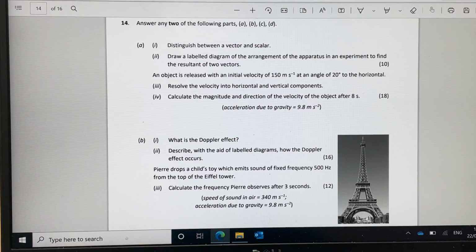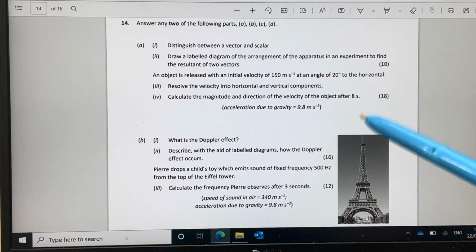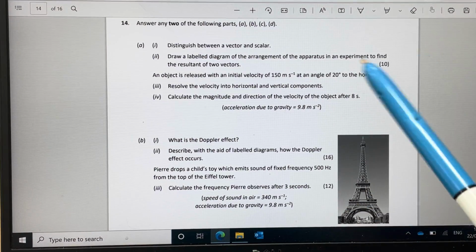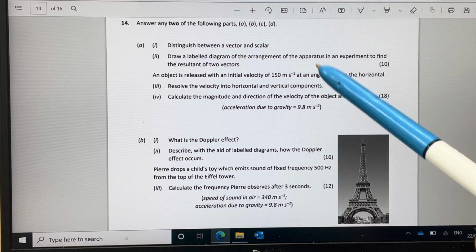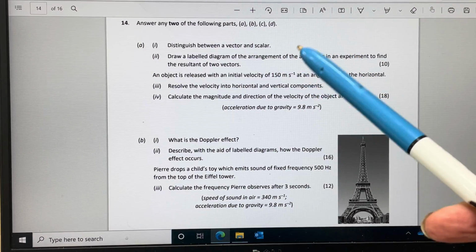So today's physics paper 2022, and the last question is usually a nice one with plenty of choice as well. So I need 2 of 4 here, so I'll have a look at these. Distinguish between a vector and a scalar.